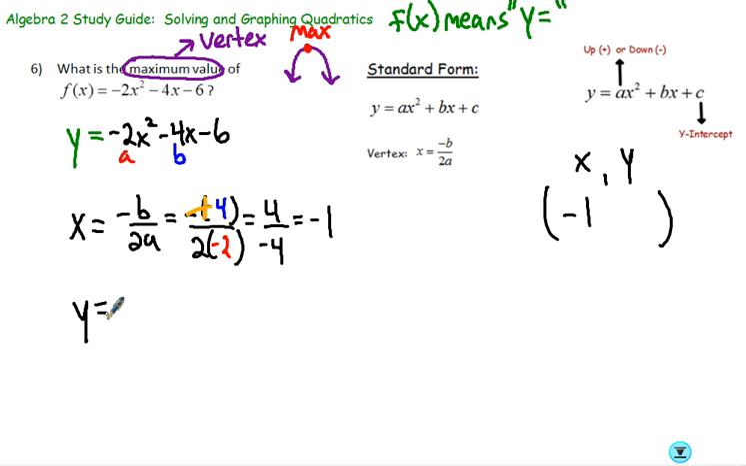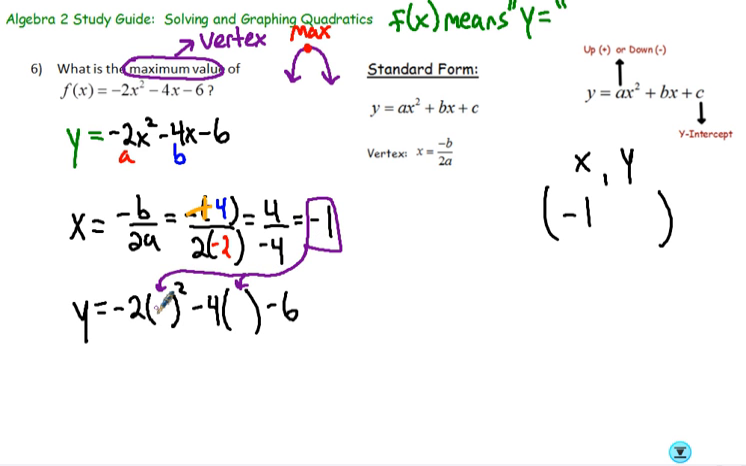So I'm going to rewrite this. So I've got y equals -2, and then instead of writing x, because I'm going to substitute that in, I'm going to leave a little parentheses. I'm going to leave a little blank here because I'm going to fill that in. -4 times x, which again I'm going to leave a little parentheses there, -6. So now that I know that x is equal to -1, I'm going to replace that right there and right there. So I'm going to drop in a -1.